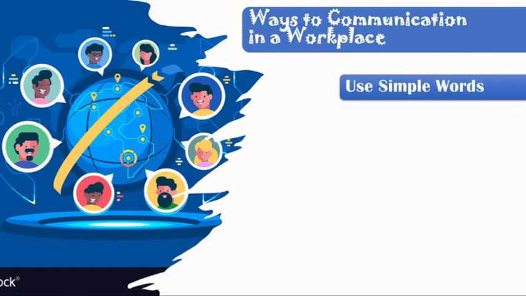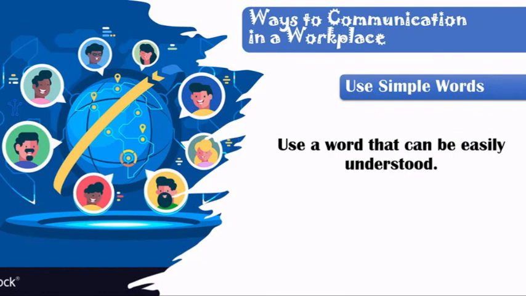Now, here are some tips. In communicating in the workplace, you have to use simple words. You have to use a word that can be easily understood. So don't assume that everybody is on par with your vocabulary level. You have to put yourself in the shoes of others. For example, you have to think in a very generic manner. If I'm going to explain it this way, will I be able to understand it even if I don't know that technical term?